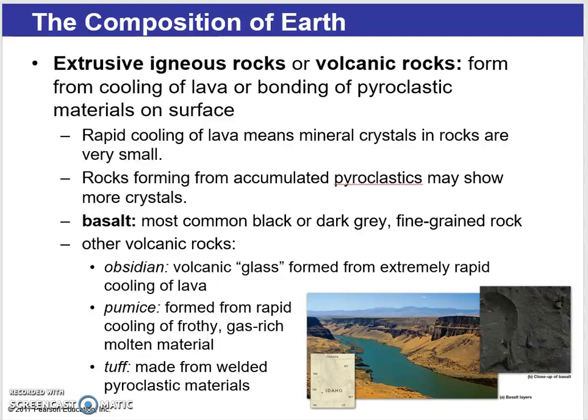Extrusive igneous rocks are volcanic rocks. It's commonly dark and gray. We see this type of rock formed from cooling of lava or bonding of pyroclastic materials.